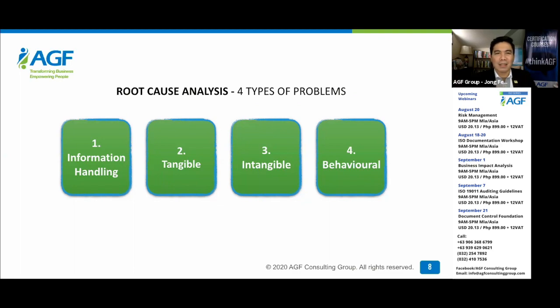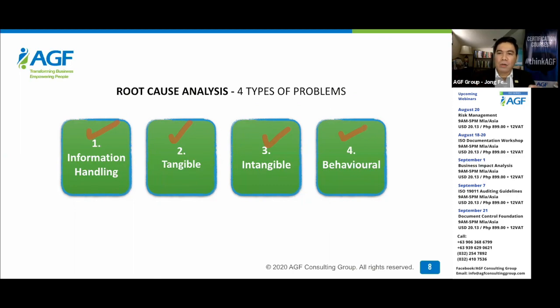Let's say, for example, there's a delay in the delivery of your product or services, and all of a sudden, your stakeholders complain. Now, if you're going to use the 4 types of problem, you will analyze it based on the 4 areas. And the 4 areas, of course, are what you can see on your screens. So let me explain further. The first one here is information handling, and then you have tangible, intangible types, and then finally behavioral. This is, by the way, arranged in order.